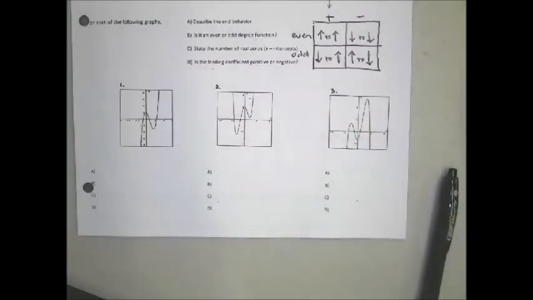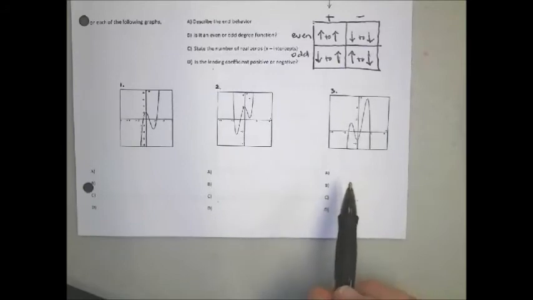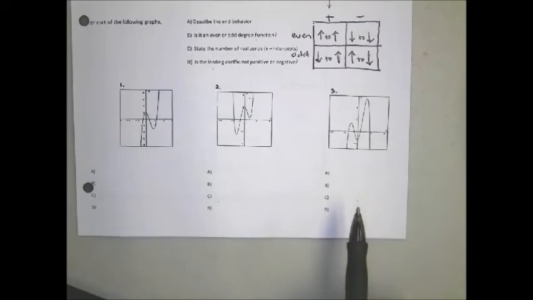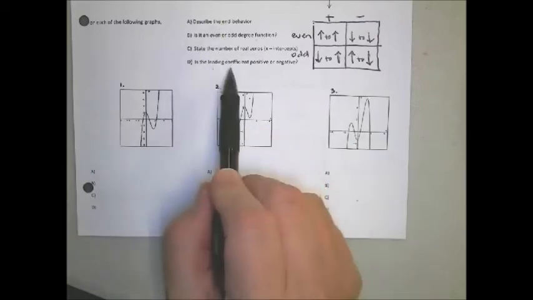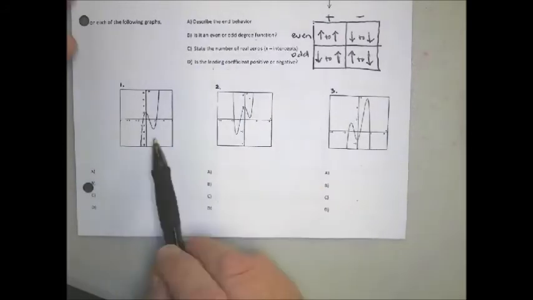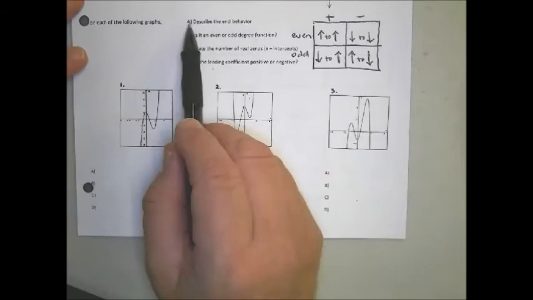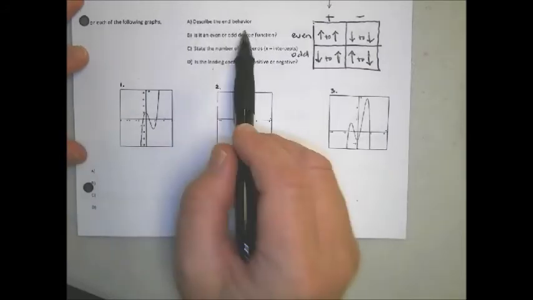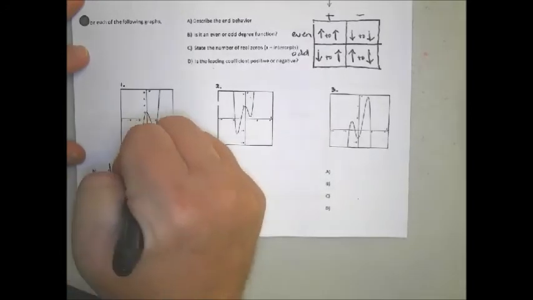For the last part of the video, we're going to take a look at 3 different graphs. We don't know the equation that made the graph, but we do want to figure out some characteristics of that equation. And along the lines, we're going to answer these 4 questions. So, graph number 1. We know it goes from low to high. Well, that's what question A asks. Describe the end behavior. Low to high.